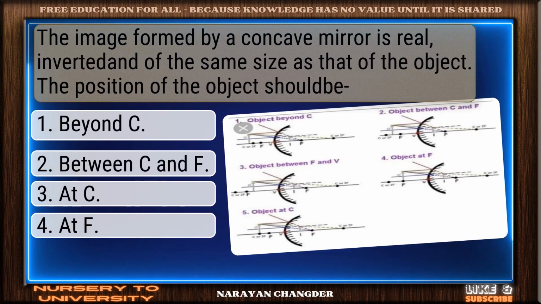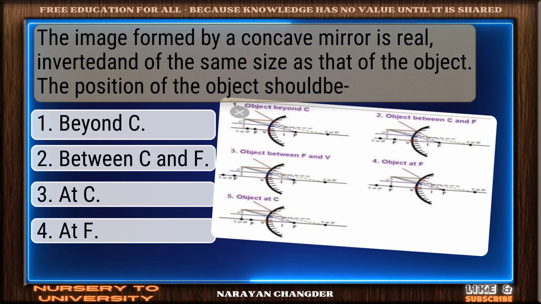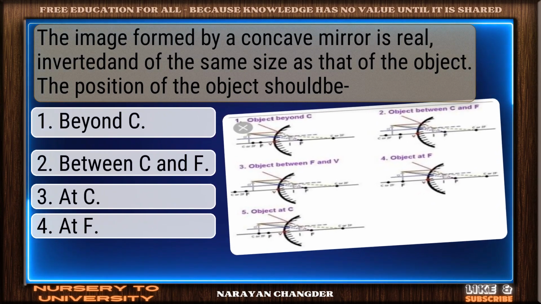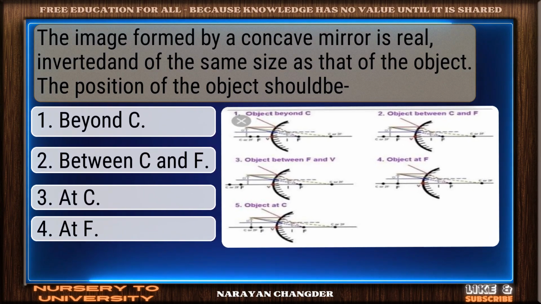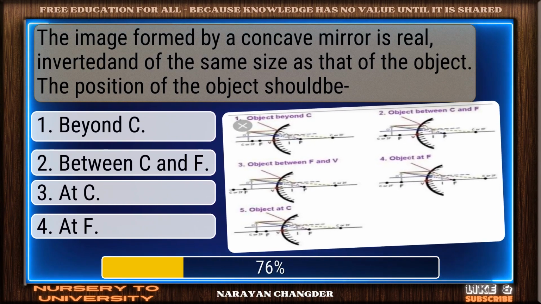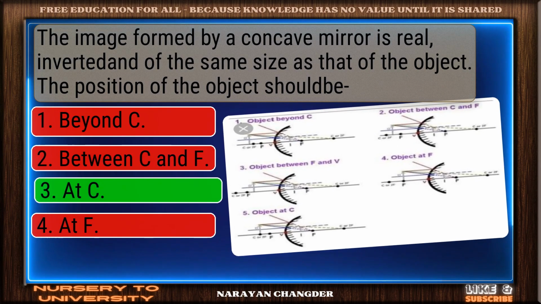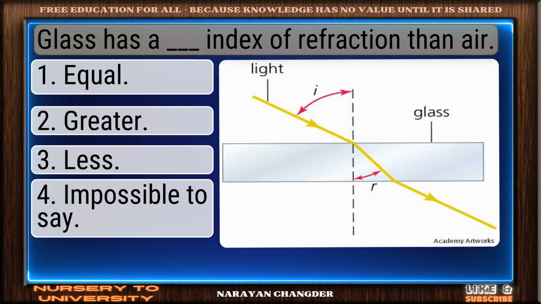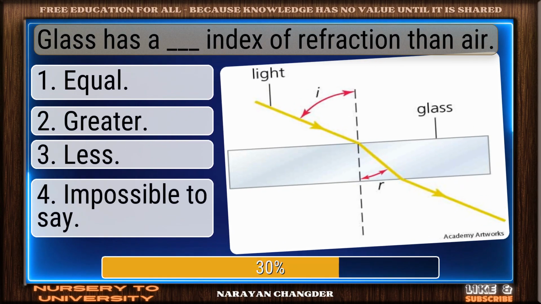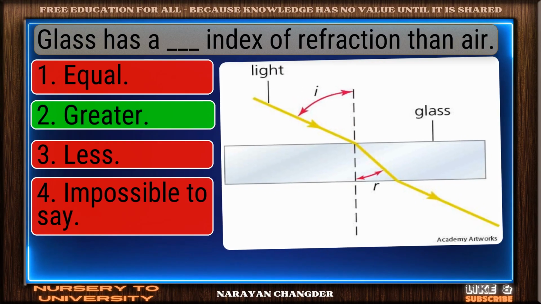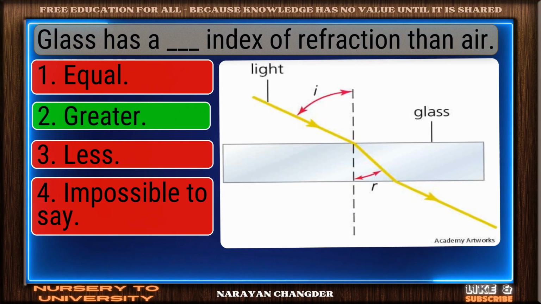The image formed by a concave mirror is real, inverted and of the same size as that of the object. The position of the object should be... Valid point. At C is true. Glass has a dash index of refraction than air. Right again. Greater is a valid answer.